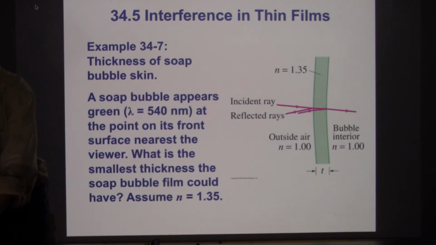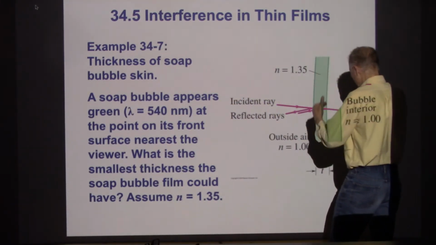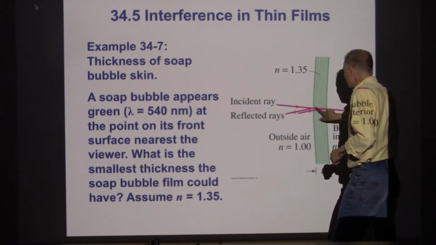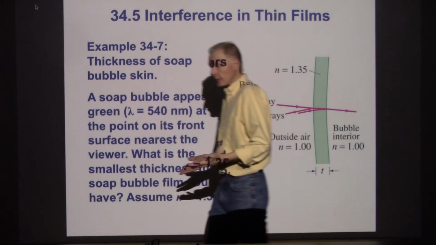Oh, the soap bubble appears green. So this is good for us to talk about. What it's saying is the soap bubble looks kind of greenish at this location, which means it's the green light that is constructively reflecting.